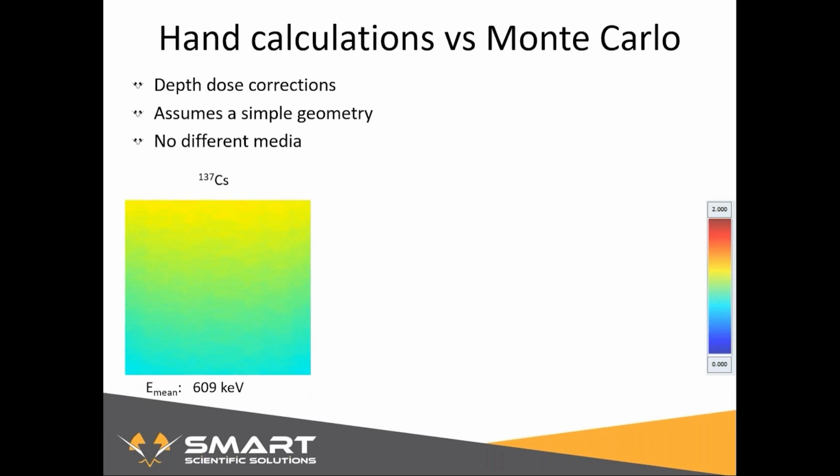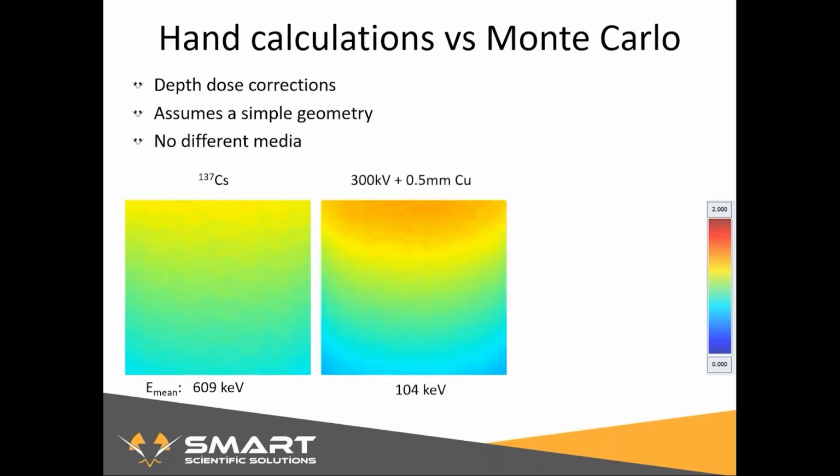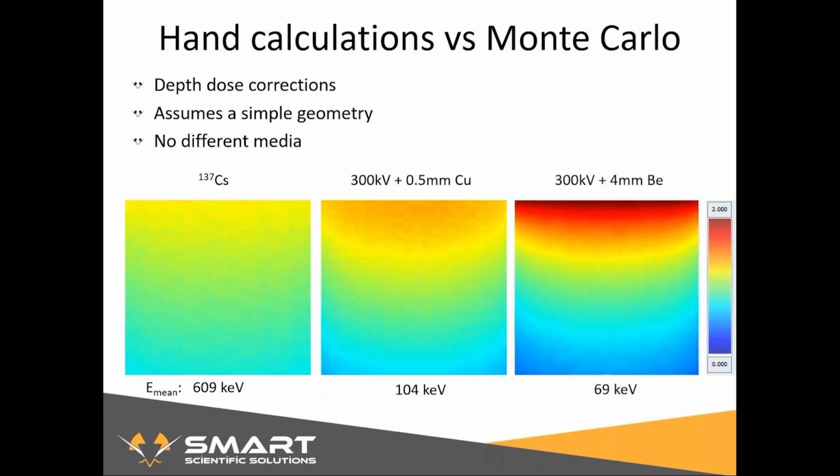You could, in theory, calculate at a certain depth what the dose is going to be there. Because cesium has a high mean energy of 609 keV, you can expect a very minimal gradient. When you look at X-rays, the gradient increases, but it's still very possible for such a simple geometry to just calculate by hand what the dose at a certain depth is going to be. As you decrease filtration, the exact depth becomes more important, but still, as mentioned, you could do this analytically.